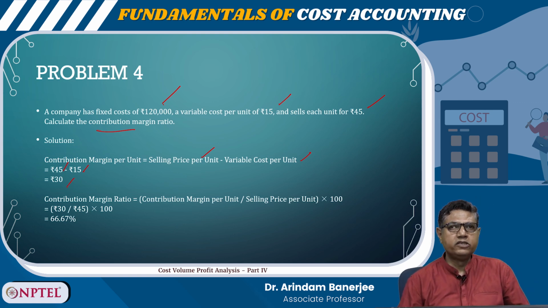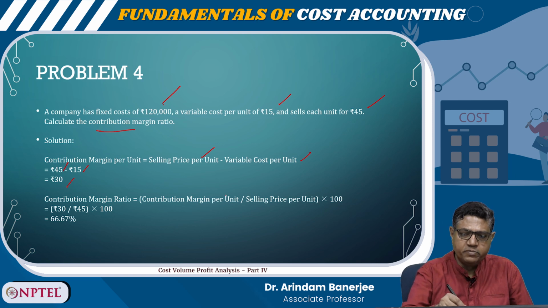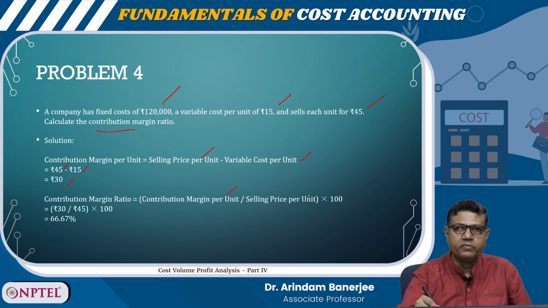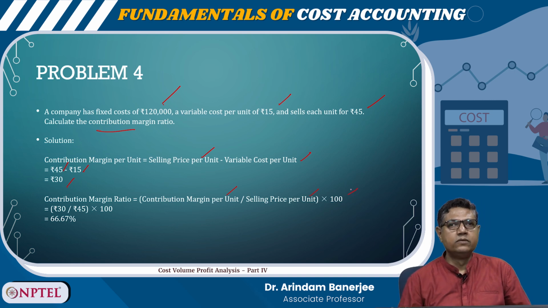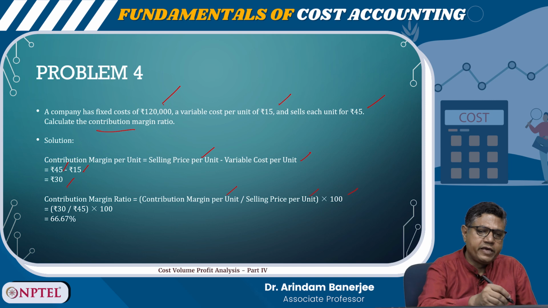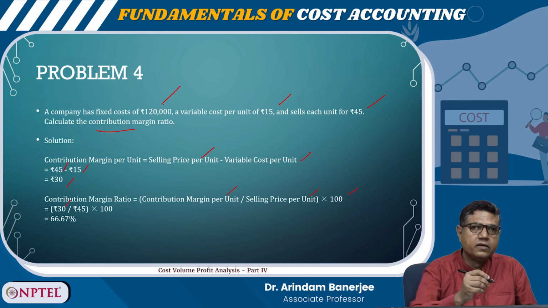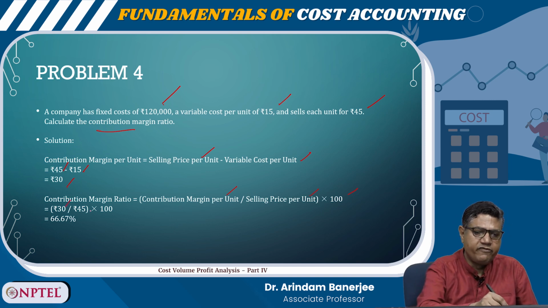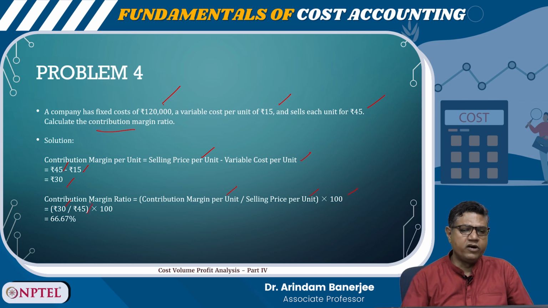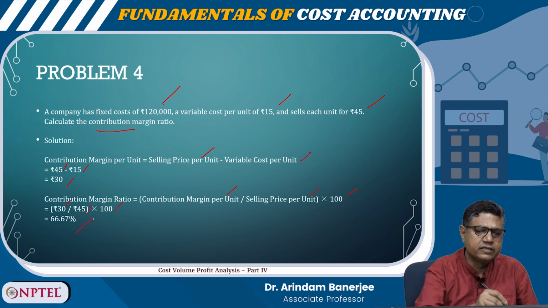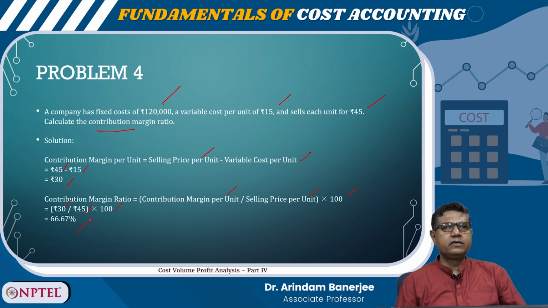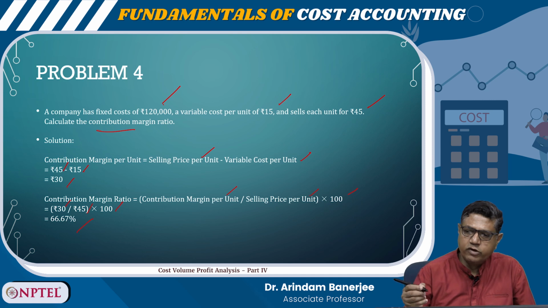So, contribution margin ratio is equal to contribution margin per unit divided by selling price per unit into 100. So, 30 rupees is my contribution margin, selling price is 45. So, 30 by 45 into 100. So, it is coming to 66.67%.